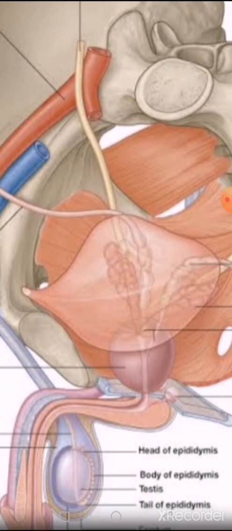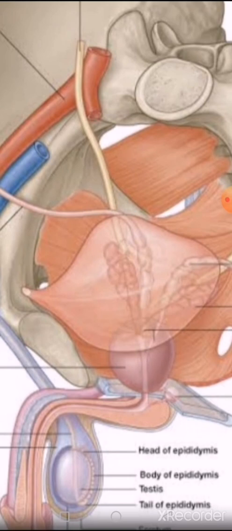And what happens afterwards is that after having reached the base, it runs downwards. As you can see, this is superior and this is inferior, so it is going downwards, but it is also going forwards. And then while going downwards and forwards, it is medial to the seminal vesicle, which is this part over here. These are the seminal vesicles next to, lateral to the ductus deferens.